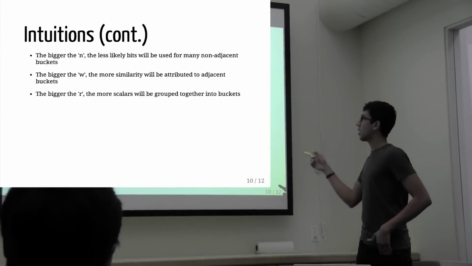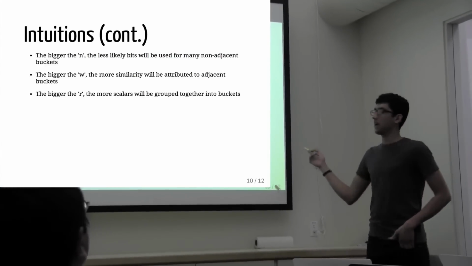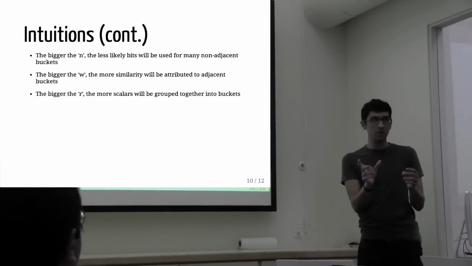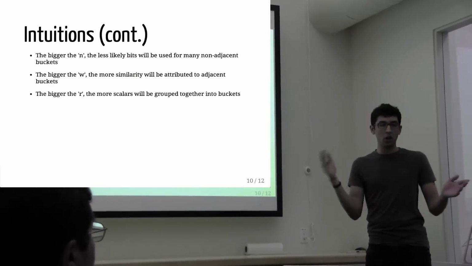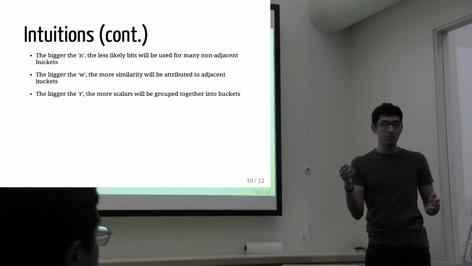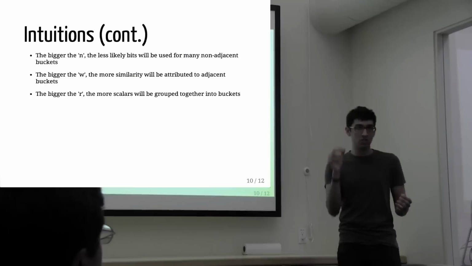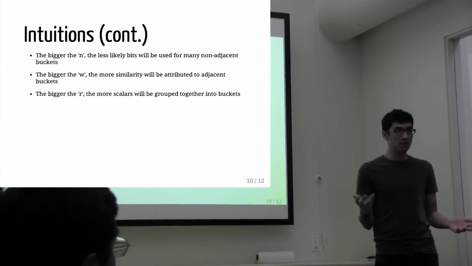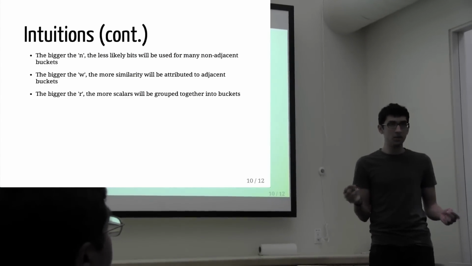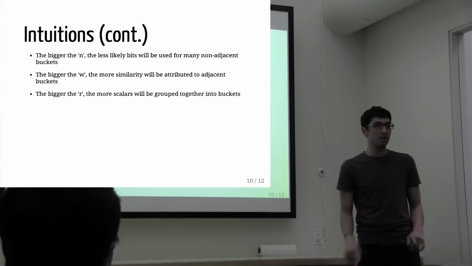The bigger the R, the more scalars will be grouped together in buckets. Again, it's the range of the buckets. So if you have a large R, then 2 and 3 will be represented with the same bits. If you have a small R, then 2 and 3 might be represented with different buckets, and so the spatial pooler will be able to tell them apart.